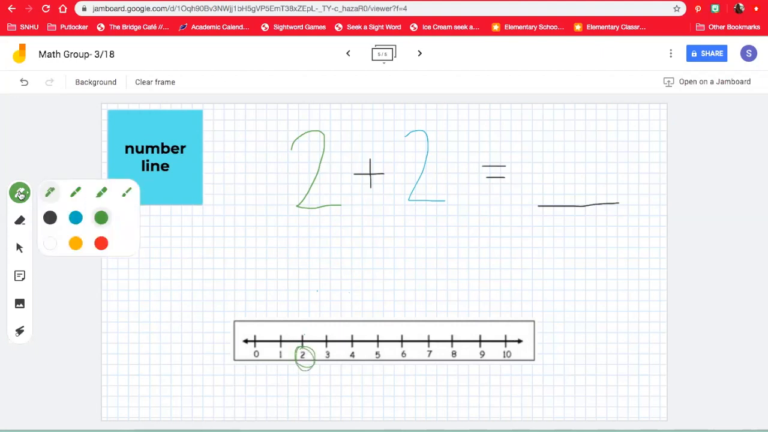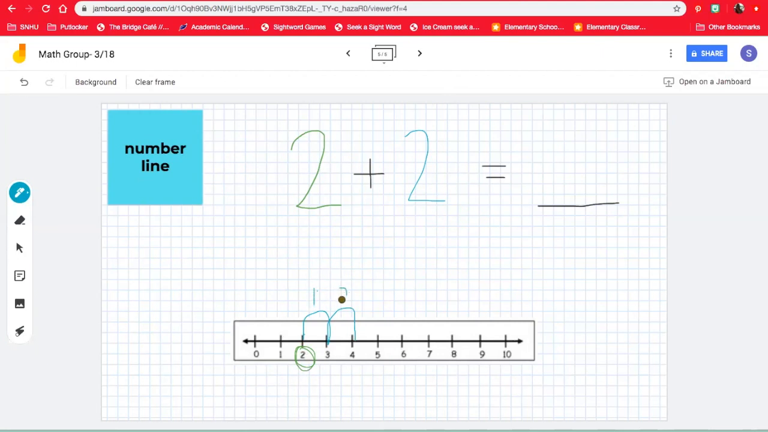All right, our next step, let's get our blue marker. How many jumps do we need to make, or hops? You're right, we need to make 2 hops. Count with me as we jump. 1, 2. Let's write it at the top. That helps us when we're trying to track our learning.